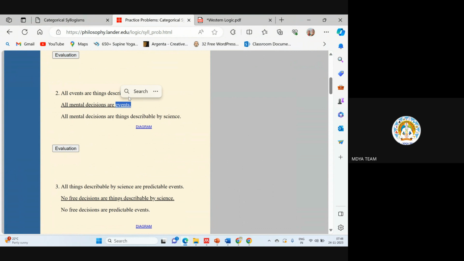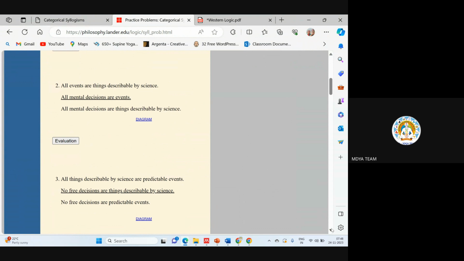So minor term, major term, and middle term. Is this clear to everyone? If anyone is having doubt, please ask, because next we will move to how to find mood on the basis of this minor term, middle term. Mood and figures both depend on this middle term, major term, and minor term. So is anyone having any doubt? No, sir. Okay, there can be need of practice, but there should be no doubt. With practice you will find more easiness in this, but there should not be any doubt. Okay, now let's move forward.